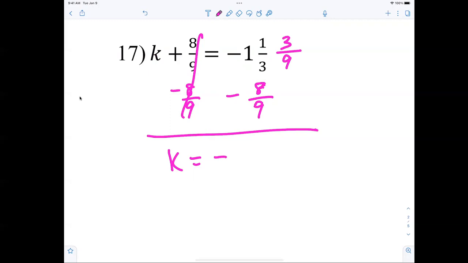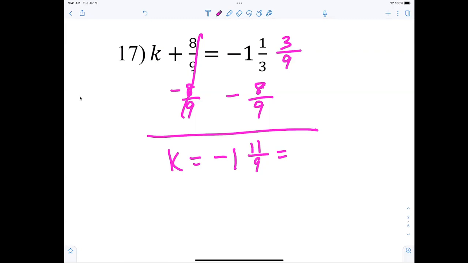Don't forget the right. Thank you very much, kiddo. Now that's called you can't have an improper with a mixed. Okay. So what are we going to change that to? Let's see if you remember. Go ahead, Sydney. So what do I do with 11 over 9?